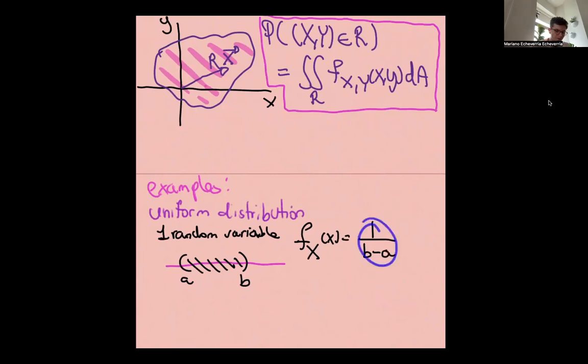We had to divide by the length of the interval because remember we always want the density to integrate to 1. So this factor of 1 over b minus a was needed in order to integrate that to 1. But philosophically, the point of the uniform density is that the probability of finding the random variable somewhere is the same. There's no point on the interval that's preferred.